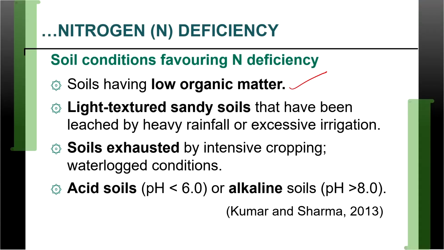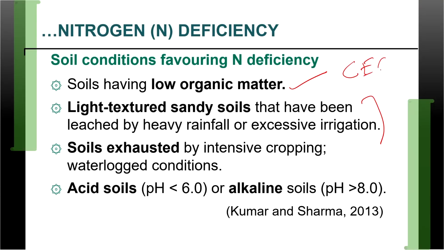Light texture sandy soils that have been leached. In light texture soils the macro pore spaces are larger, so it is quite easy to get leaching of nitrate from the soil. And secondly, in light soils, the cation exchange capacity, the CEC, the power of the soil to hold cations, reduces. So this ammoniacal or nitrate nitrogen is not held properly on the colloids, and losses by leaching can be there.